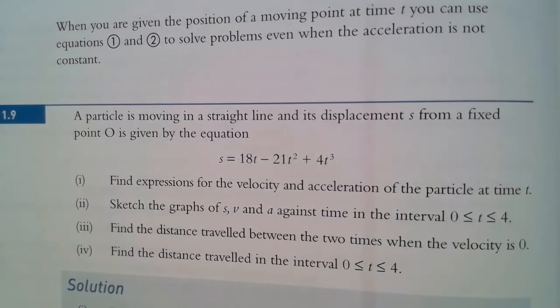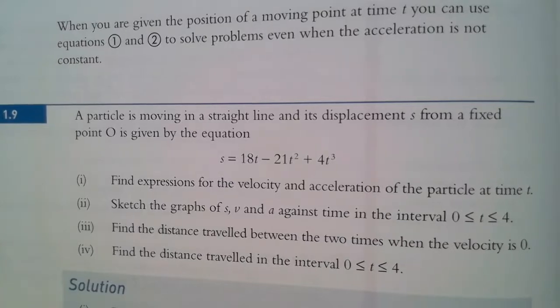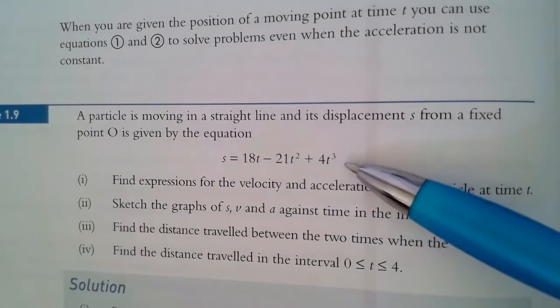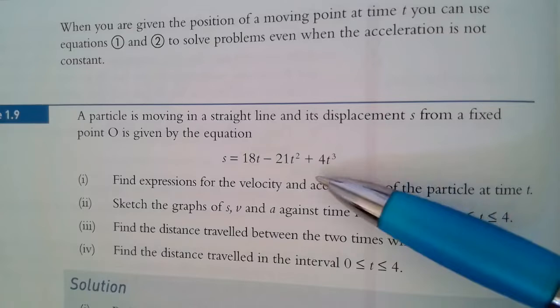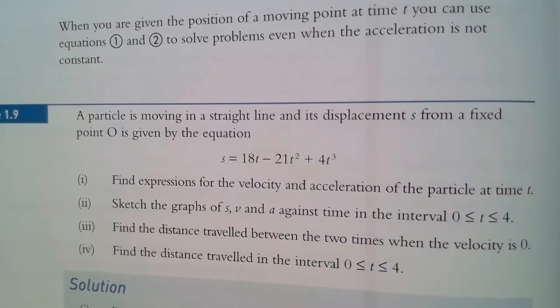Okay, so this is the example we're going to use. A particle is moving in a straight line, its displacement is s from a fixed point O. This is the equation for displacement at some given time. So if I wanted to find the displacement after time 4, I could just stick 4 in place of t and it will tell me what the displacement is.